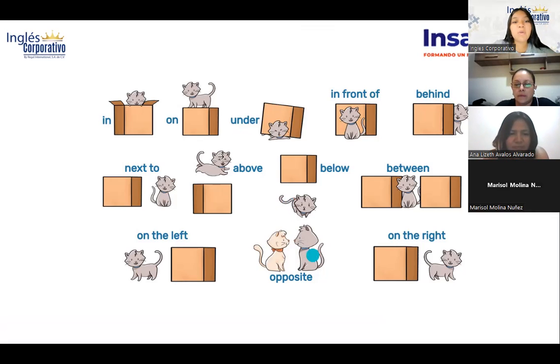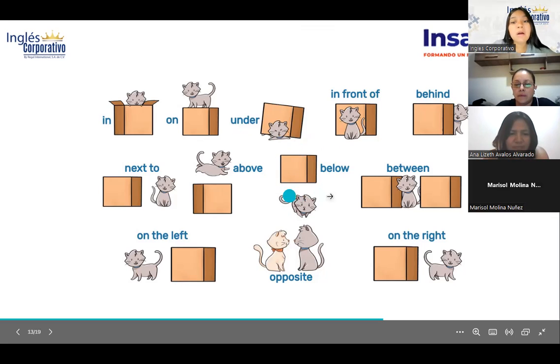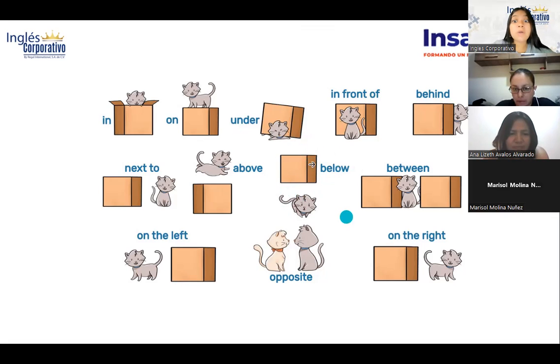Luego, we also have below. So, below es debajo. Entonces, ¿cuál es la diferencia de under and below? No toca. Exactly. Que igual no toca.